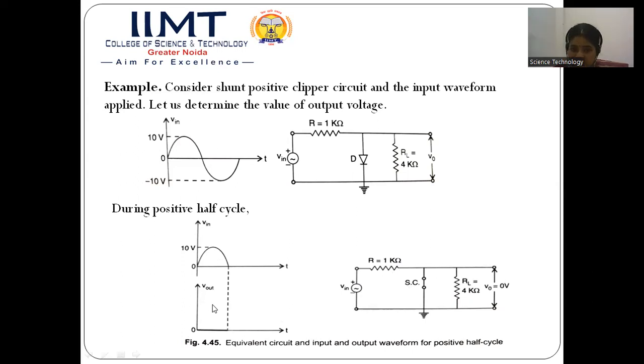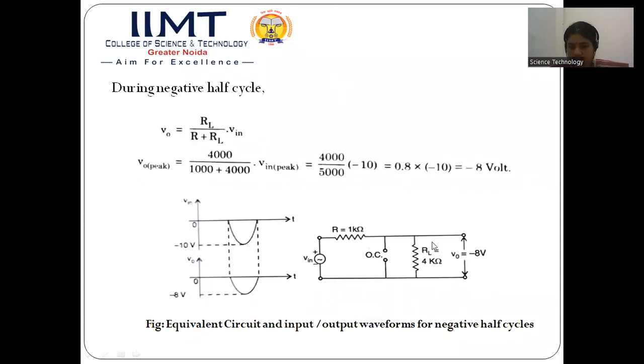Now let us consider the next half cycle, that is the negative half cycle. During the negative half cycle, these polarities will get reversed. Upper end will become negative and lower will become positive. Now in this situation, this diode will act as an open circuit. Whenever it acts as an open circuit, voltage will appear across the diode. Now let us calculate the value of the voltage. When this diode is an open circuit, then this R and RL will be in a voltage divider position. So we can calculate the value of the output voltage by using this relation. The value of VO comes out to be -8 volts.